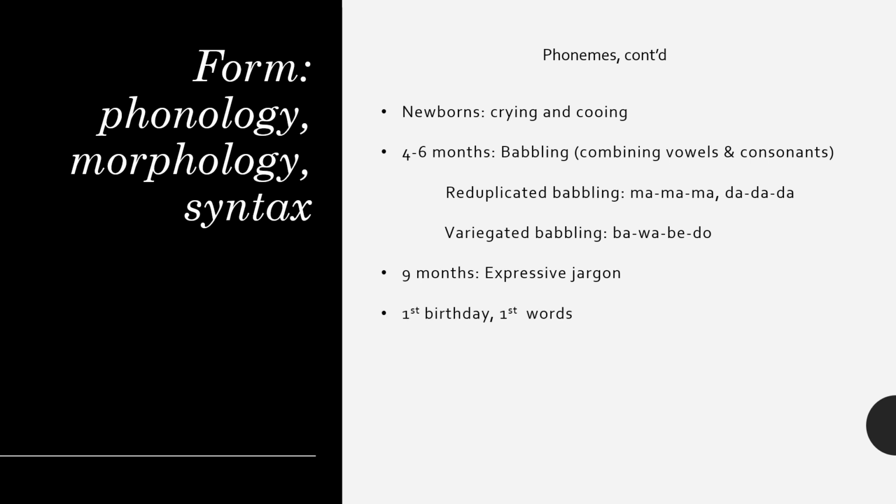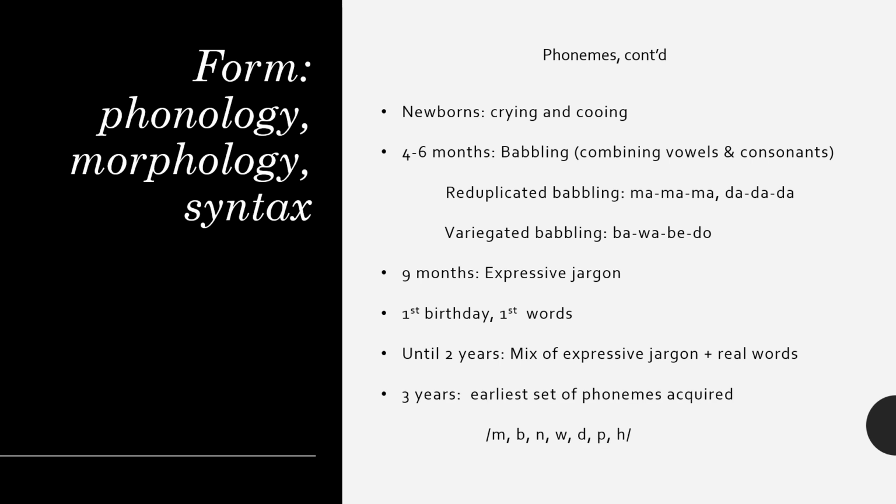Children say their first words around the time of their first birthday, and up until about 2 years old, children use a mixture of expressive jargon and real words to communicate. The earliest set of phonemes acquired by children is m, b, n, w, d, p, h. These sounds are often acquired by the time the child is 3 years old.